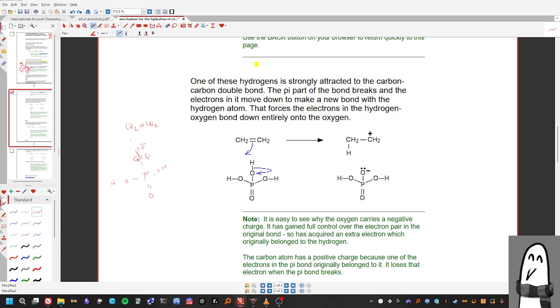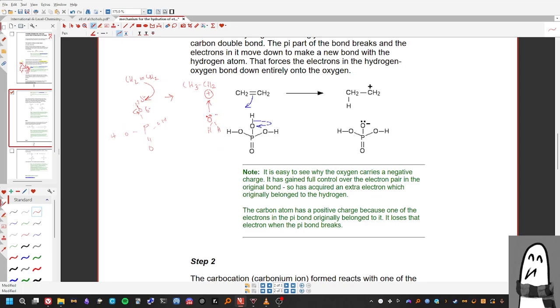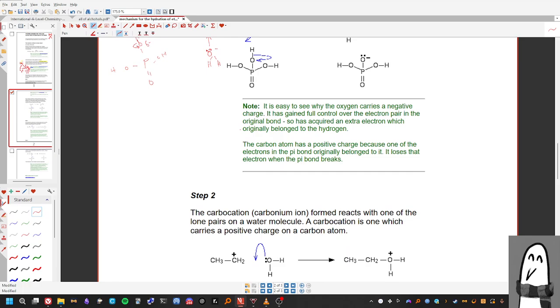Or you could just do it like hitting the H directly, forming a CH3 single bond CH2 with a plus charge on the CH2, okay? Plus charge on CH2, which then gets hit by an H2O, okay? Which has like a negative part on it, and that will form.